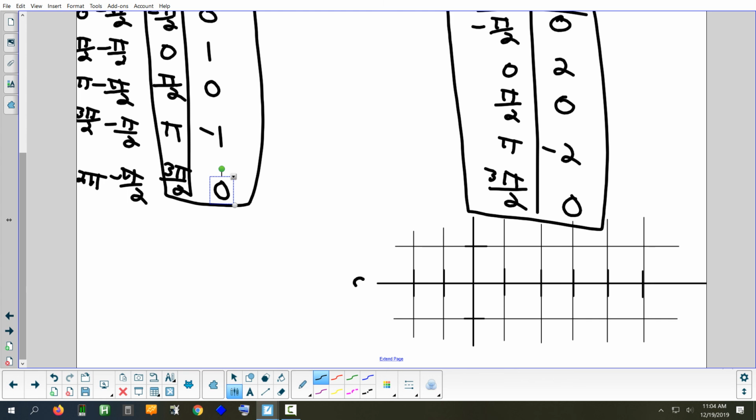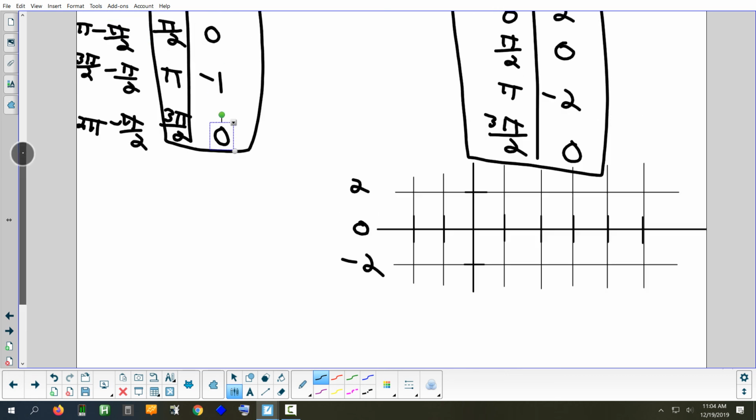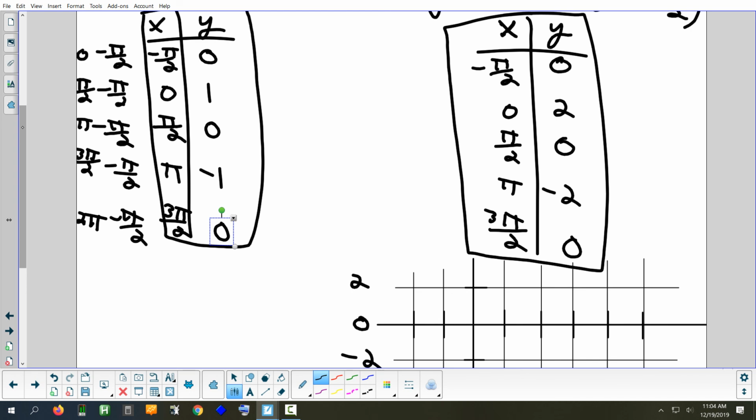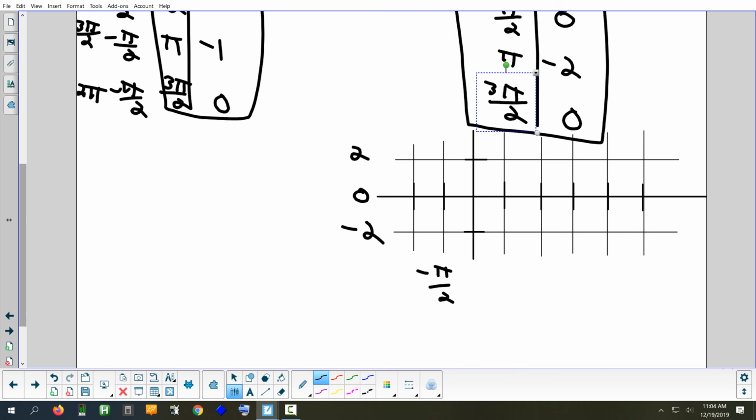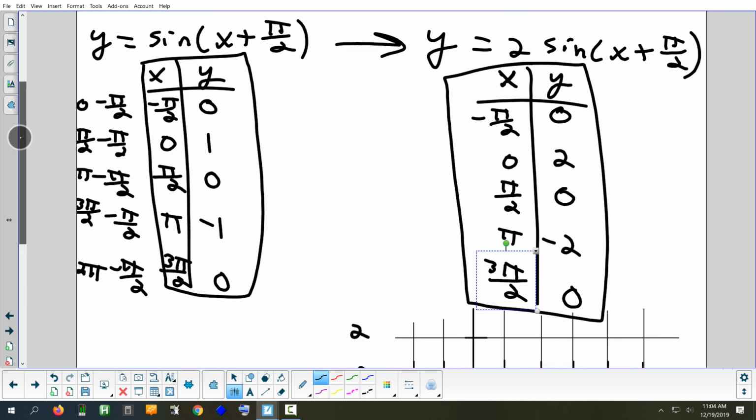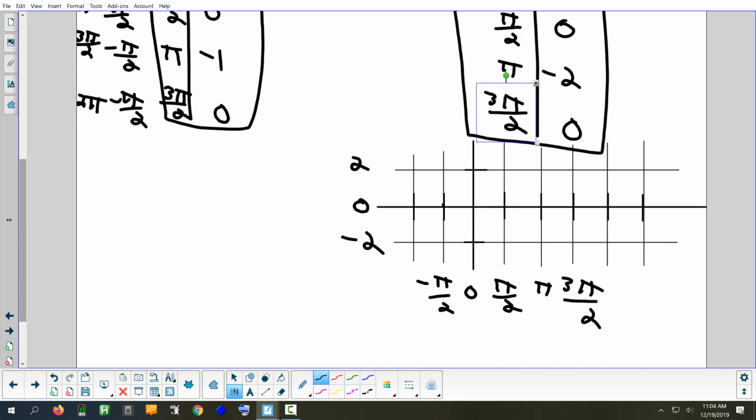All right, so I'm going to go 0, 2, negative 2. And for my x values, those x values are all nicely spaced. If they were in degrees, I think everybody would see that easier. Negative 90, 0, 90, 180, 270. They're all 90 apart. So let's put those as our labels: negative pi over 2, 0, pi over 2, pi, 3 pi over 2. Last thing, put your sketch: 0, 2, 0, negative 2, 0. Done. There's your graph.